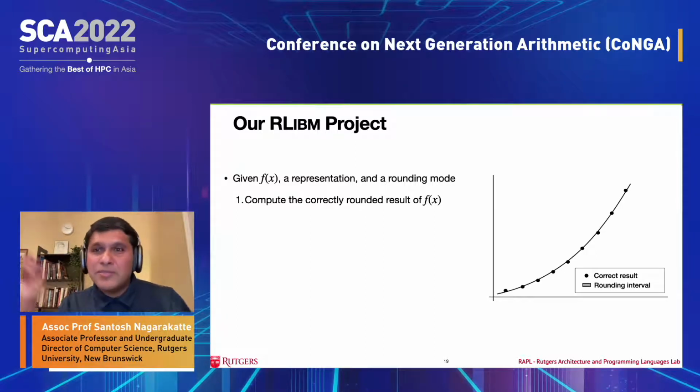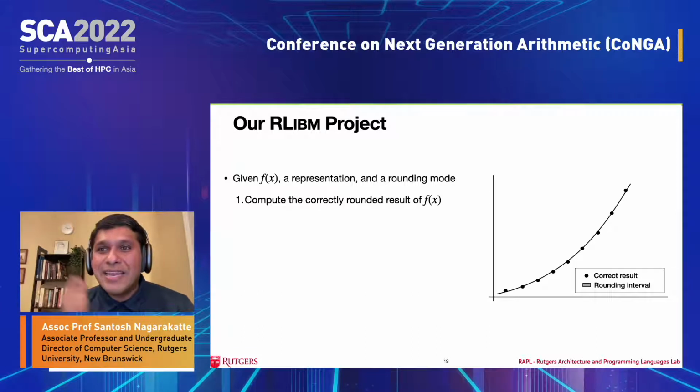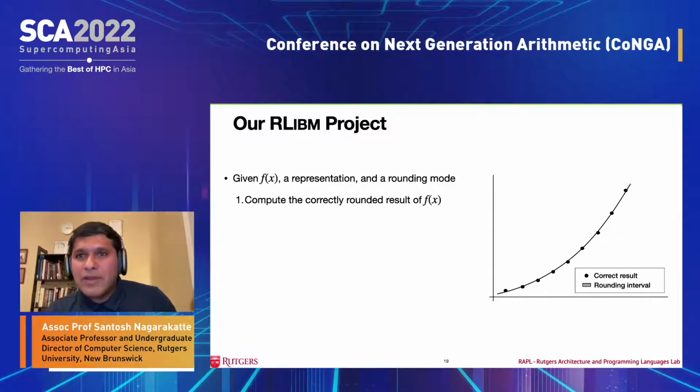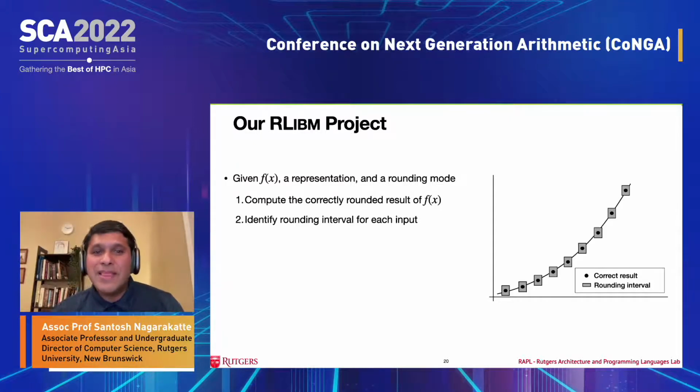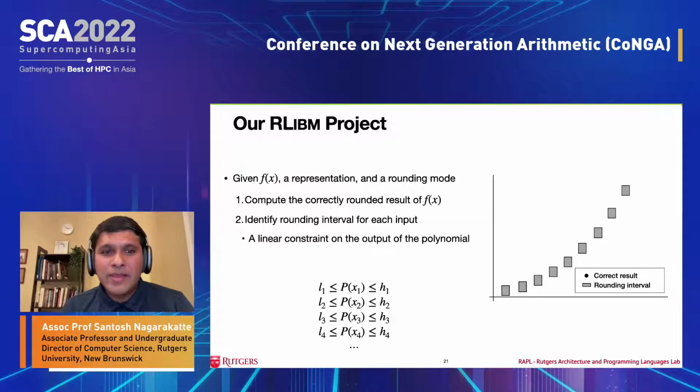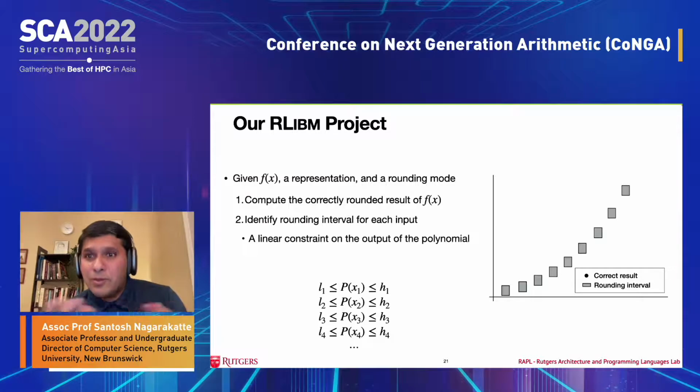But why can't you just use the MPFR correctly rounded libraries, right? Because they're very slow. No one wants to wait like 2 hours for your neural network to give a single answer, right? So you want fast libraries. So this is the goal of the RLIBM project. Now you have a representation, you have a function, you have a rounding mode. I use an oracle to generate the correctly rounded result for all inputs. And then identify the rounding interval corresponding to the correctly rounded result for each input. Okay. This rounding interval is the freedom that you have for the polynomial.